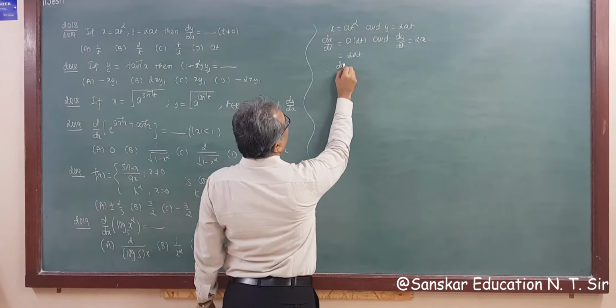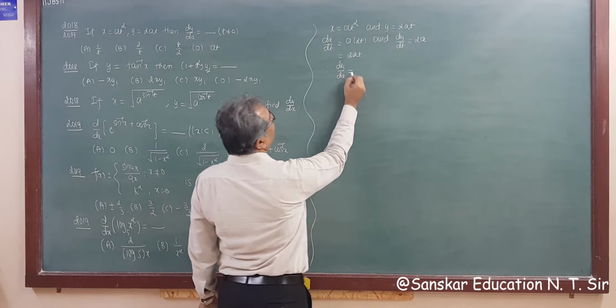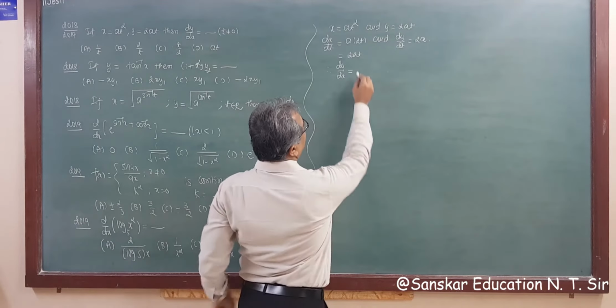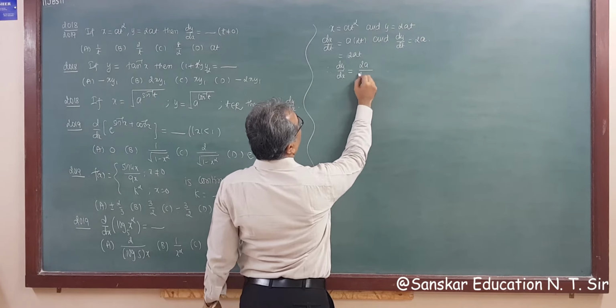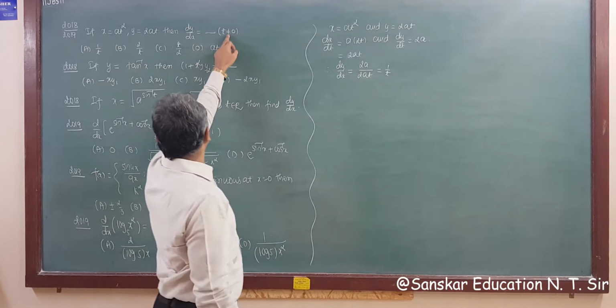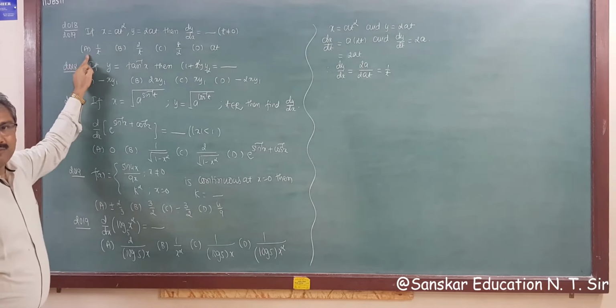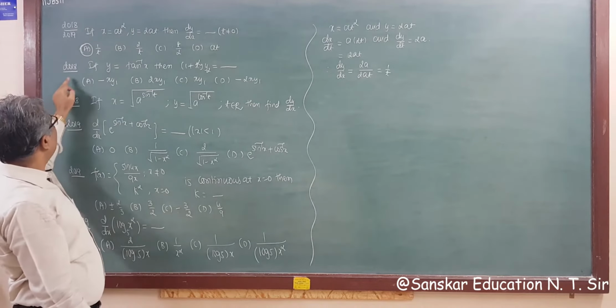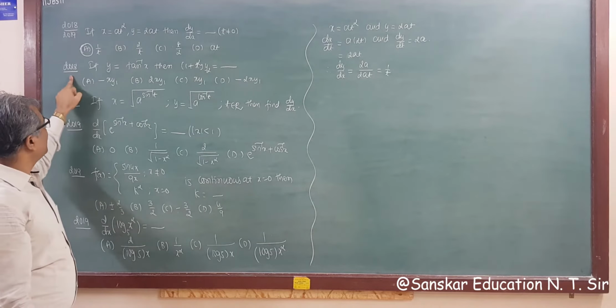So dy by dx. Now you know dy by dx means dy by dt upon dx by dt. So 2a upon 2at, that is 1 upon t, and t is not equal to 0. So your answer is option number A. Right? Option number A.